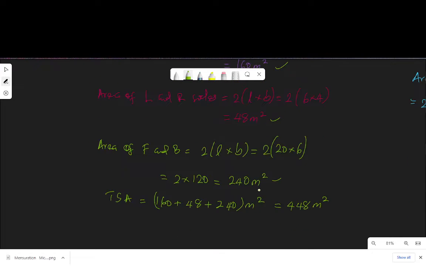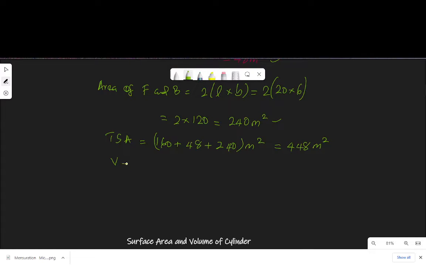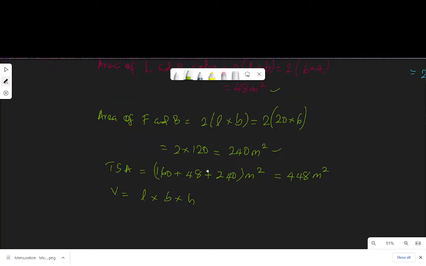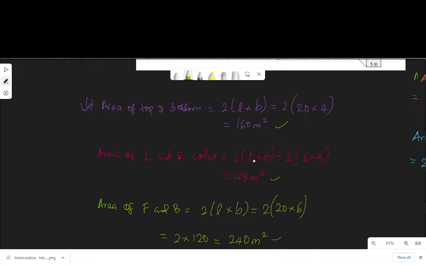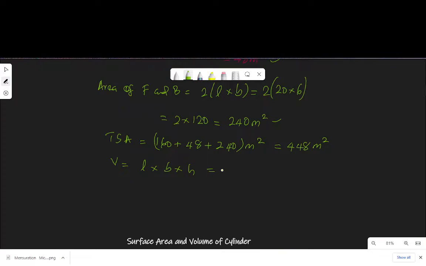And the volume, on the other hand, volume of a cuboid is length times breadth times height. The length is 20 meters, the breadth is 4 meters, and the height is 6 meters. So 20 times 4 times 6. 20 times 4 is 80, 80 times 6, that should be 480 or so. Let me confirm that.